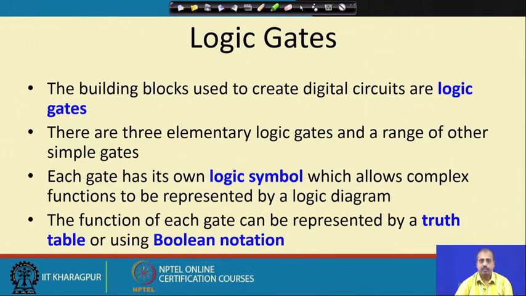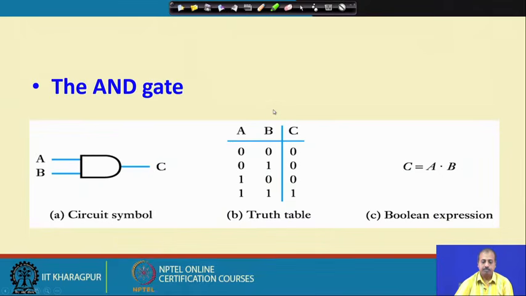A complex function can be represented by a logic diagram, and the function of each gate can be represented by a truth table or using Boolean notation. You can either use a truth table or a Boolean notation in terms of some Boolean function.